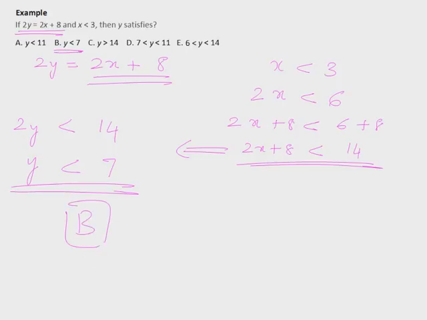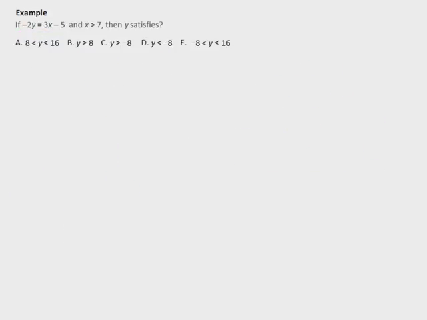So important algebraic manipulation. Starting with an inequality for x, I built it up to an inequality for 2x plus 8 because that's what 2y is. So then I could deal with the y directly. Let's see one more of that type. If minus 2y is equal to 3x minus 5 and x is greater than 7, then y satisfies. So starting with x greater than 7, I need to build up to 3x minus 5.